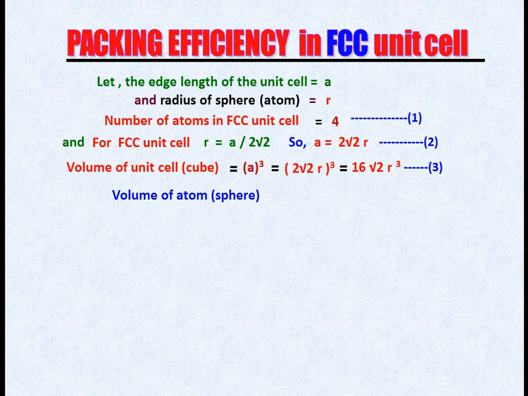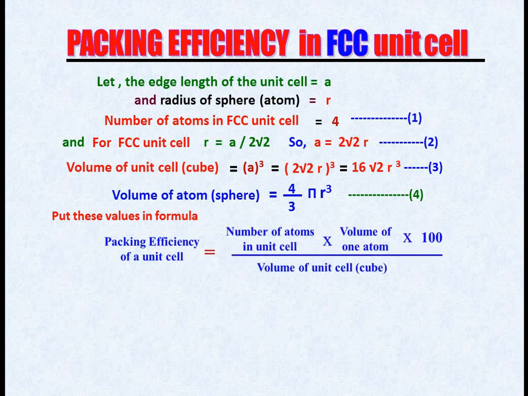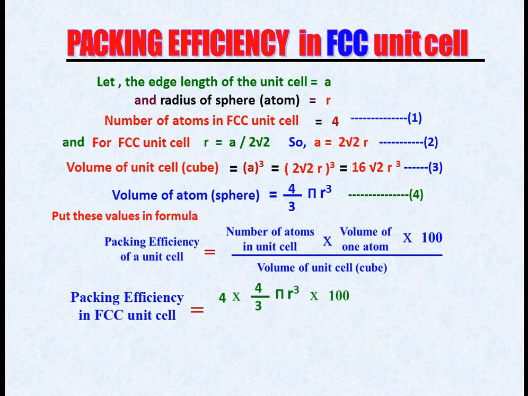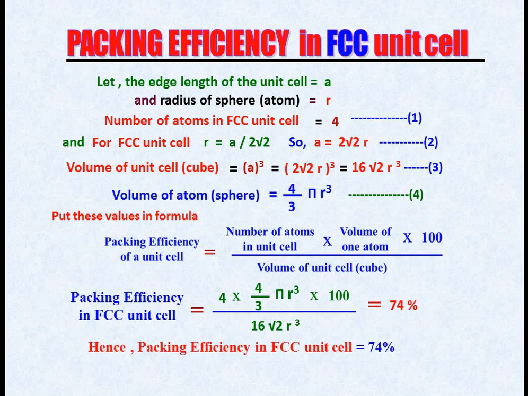And the volume of an atom or sphere is again 4/3 π r³. Now put all these values in the packing efficiency formula. The number of atoms is 4, the volume of an atom is 4/3 π r³, into 100, divided by the volume of the unit cell, which in the case of the FCC unit cell comes to 16√2 r³. On solving, we find the approximate percentage is 74%. So we can conclude that the packing efficiency in the FCC unit cell is 74%.